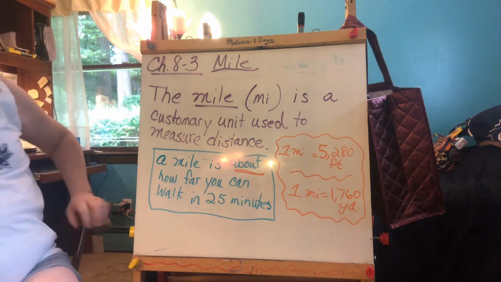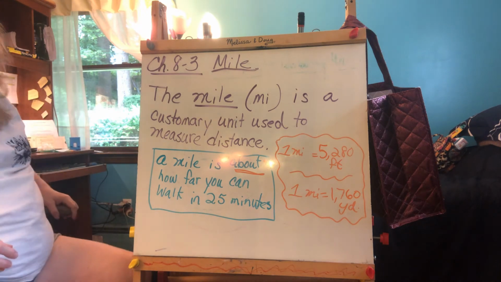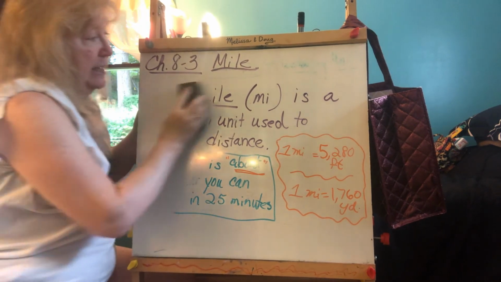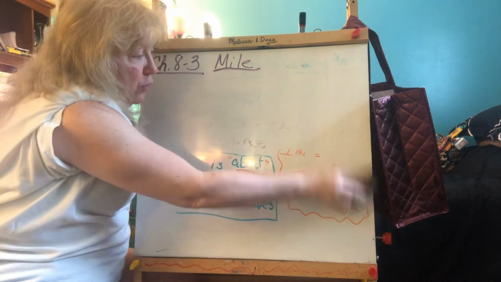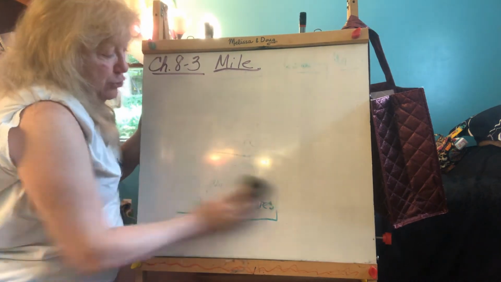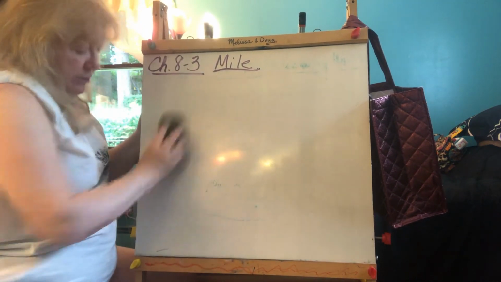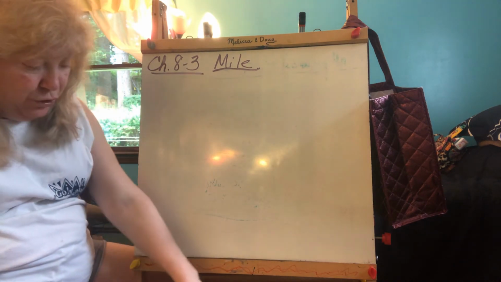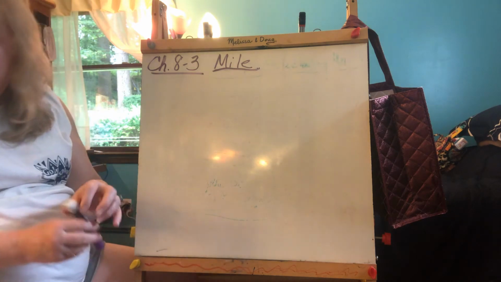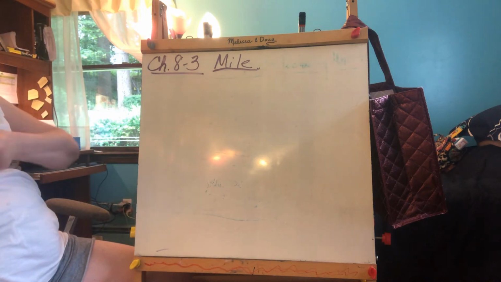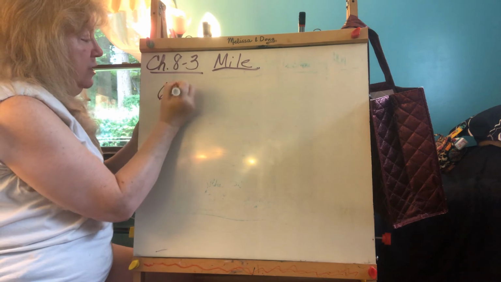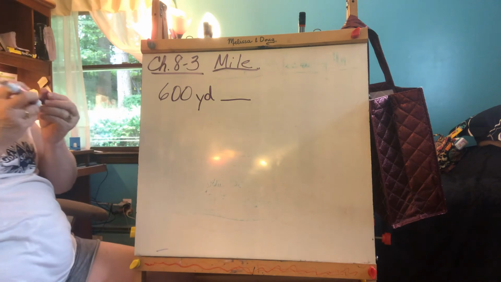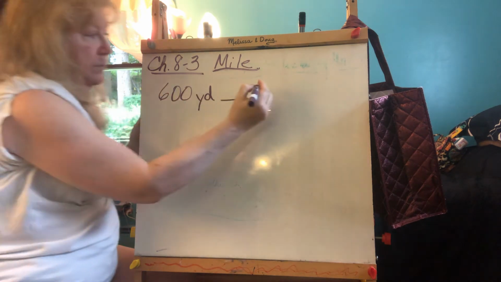Now I'm going to erase this board and we're going to do a little comparing. We're going to see whether a measurement is greater than, less than, or equal to another measurement. Now remember, we learned this already yesterday. If your measurements are not in the same units, you're not going to be able to compare them. So let's say we had to compare 600 yards and we're comparing it to 1 mile.